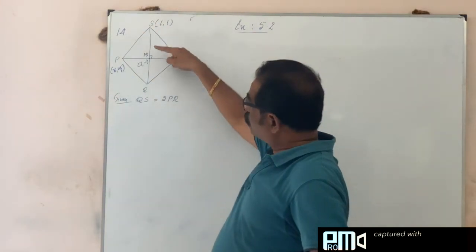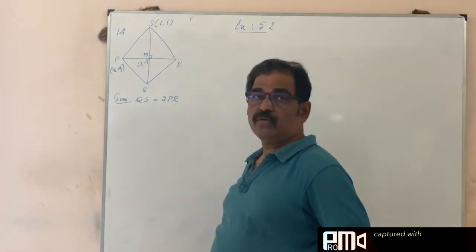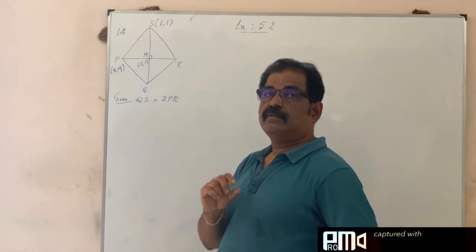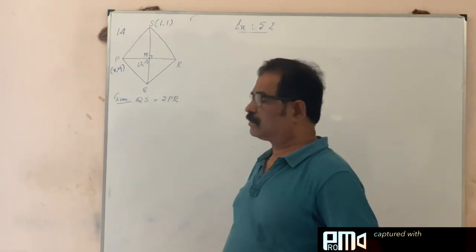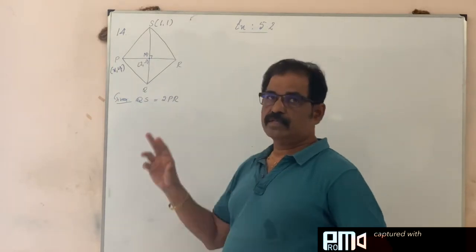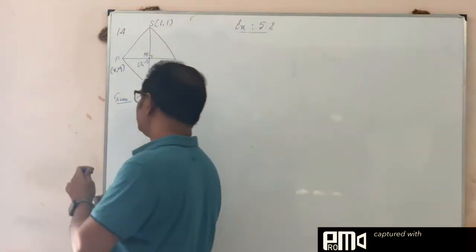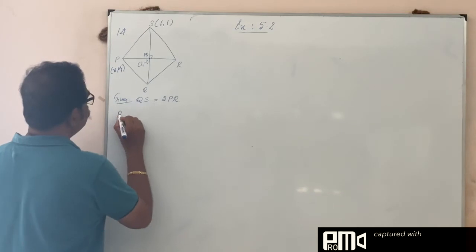We know that QS and PR, the diagonals of a rhombus, intersect at right angles. Also, they bisect each other. With these two concepts, let's try to prove this. Proof.